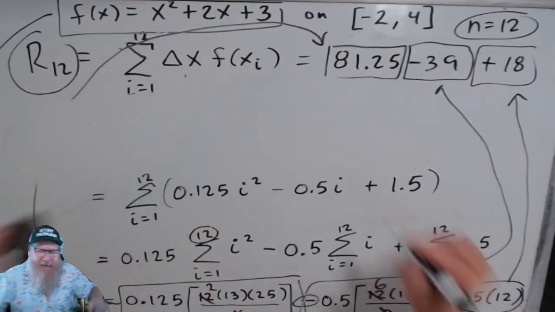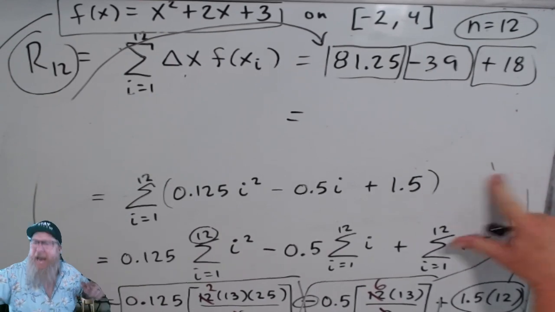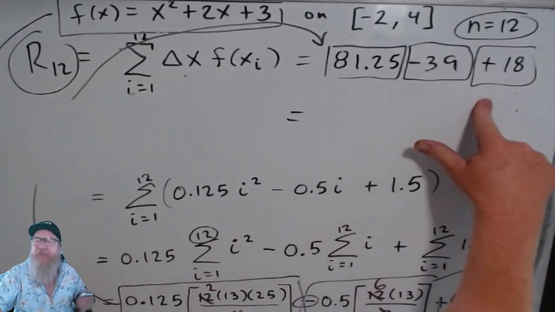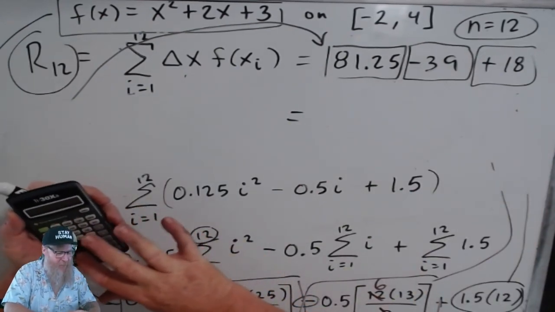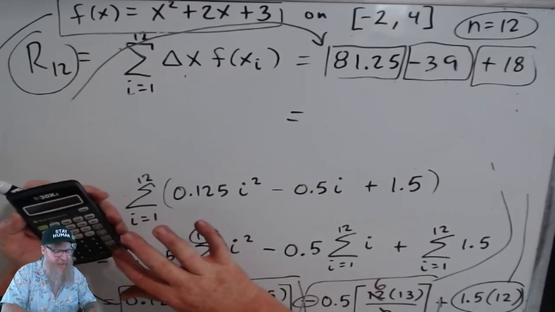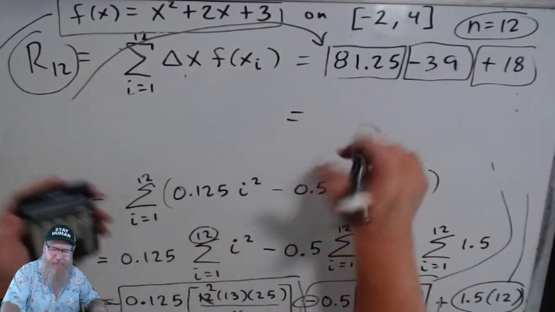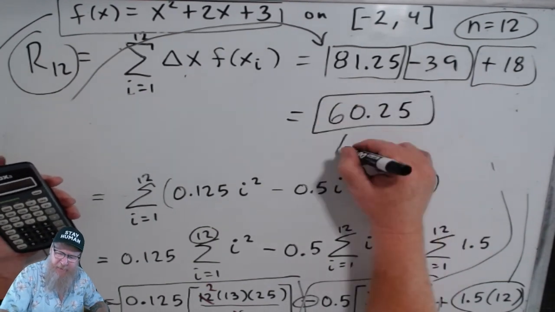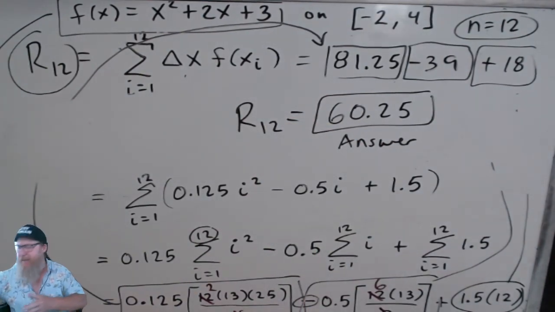And so look how much adding we have to do. This is what the exchange rate was. I didn't want to add up 12 rectangles. So instead of adding 12 rectangles, I'm adding 3 numbers, or one of them is subtracting. So I've got 81.25 minus 39 plus 18. And so my approximation for the area for R12 is 60.25.